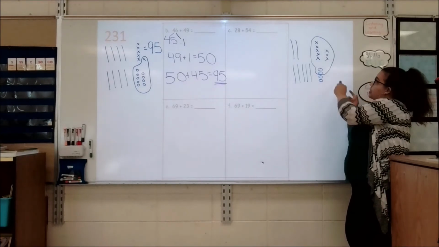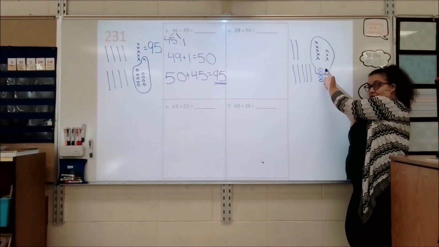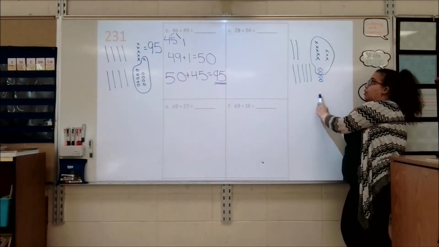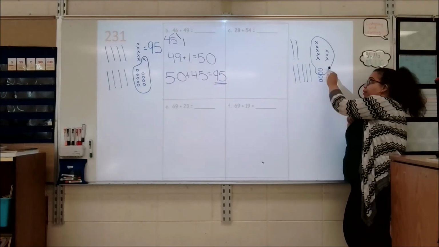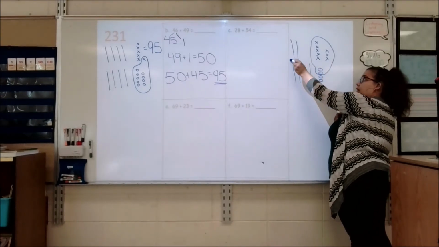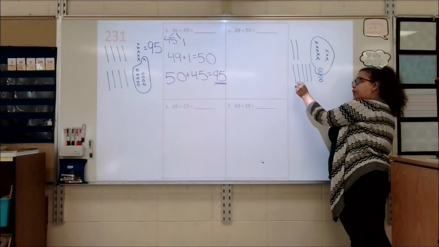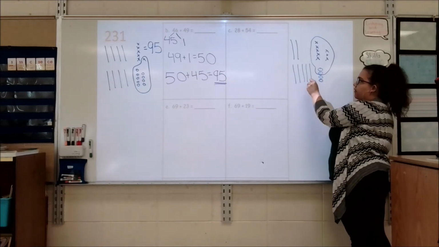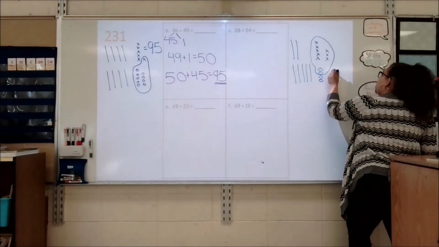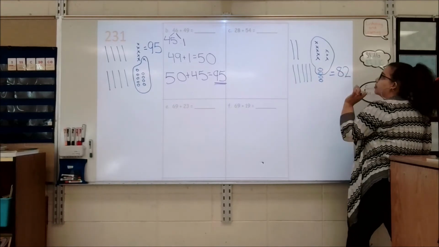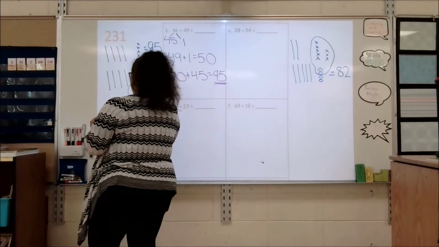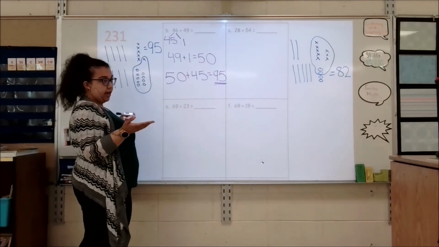Yes. So what I did was 28 plus 2 is now 30. 30 plus the remaining 52. So 10, 20, 30, 40, 50, 60, 70, 80. Count the remaining ones: 81, 82. So according to our picture, 28 plus 54 is equal to 82. Yay or nay? Yay.